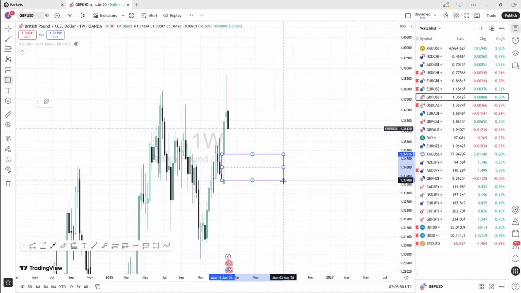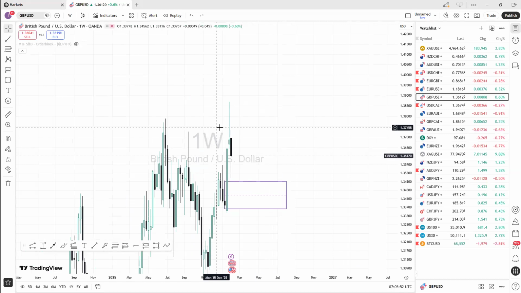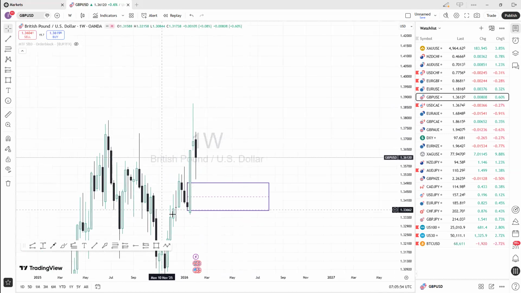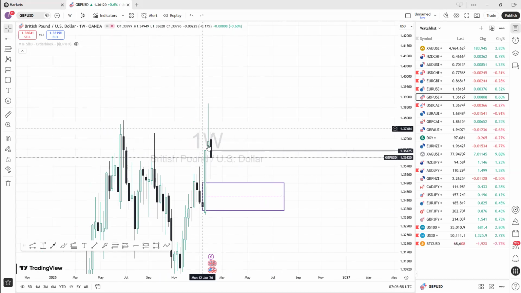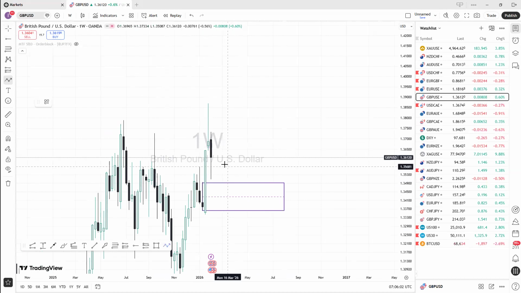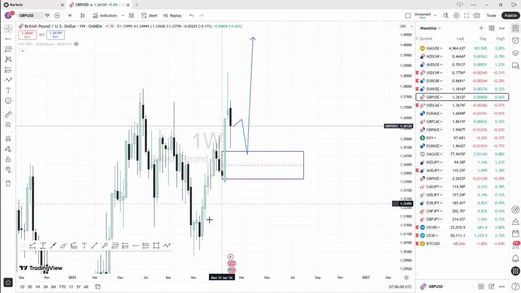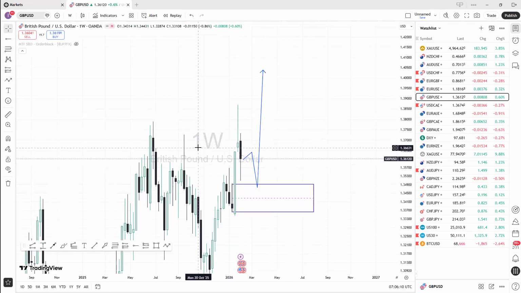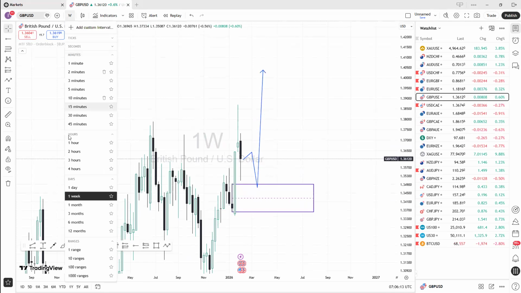Here we have that unmitigated weekly demand. And last week it closed bearish. So it indicates next week will also experience a bearish move on GBP USD until it mitigates that weekly demand, and then you can pick a buy directly from that weekly demand and we will hold for a long position.